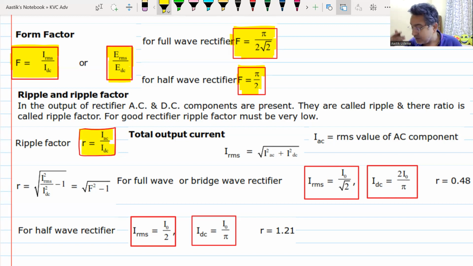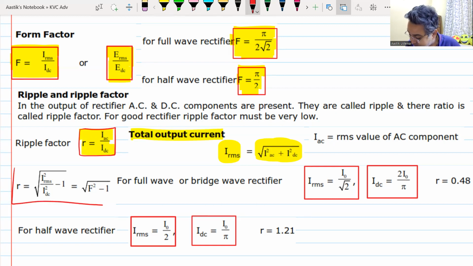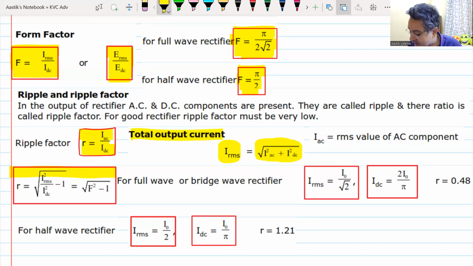Ripple factor is basically the ratio of how much current is AC and how much current is DC, so IAC divided by IDC. The RMS value of total current is under root of this. What you have to remember here is the ripple factor can be written in this form: I RMS square divided by I square DC minus 1, or it can be written as form factor square minus 1.